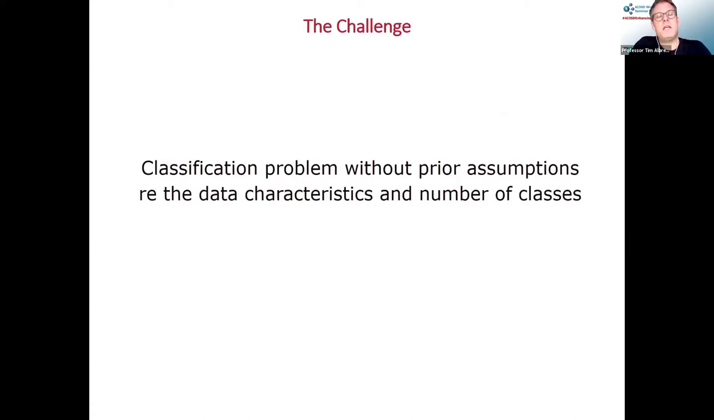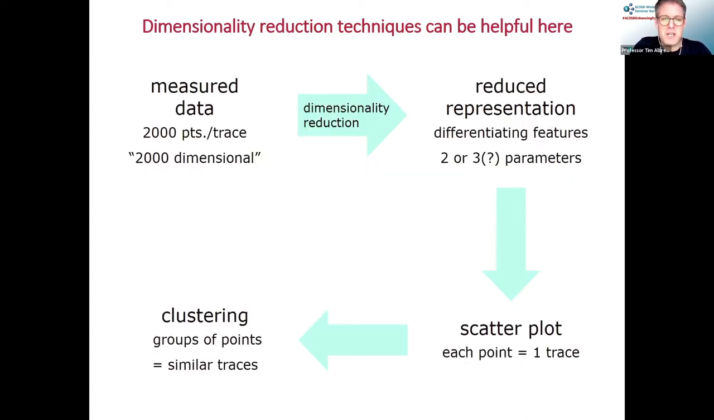And from a data analysis point of view, you're basically looking at a classification problem where you don't want to make any prior assumptions about the data characteristics, but also about the number of classes or subpopulations in the data. And in this audience, I don't need to tell you that dimensionality reduction techniques can, of course, be helpful here.